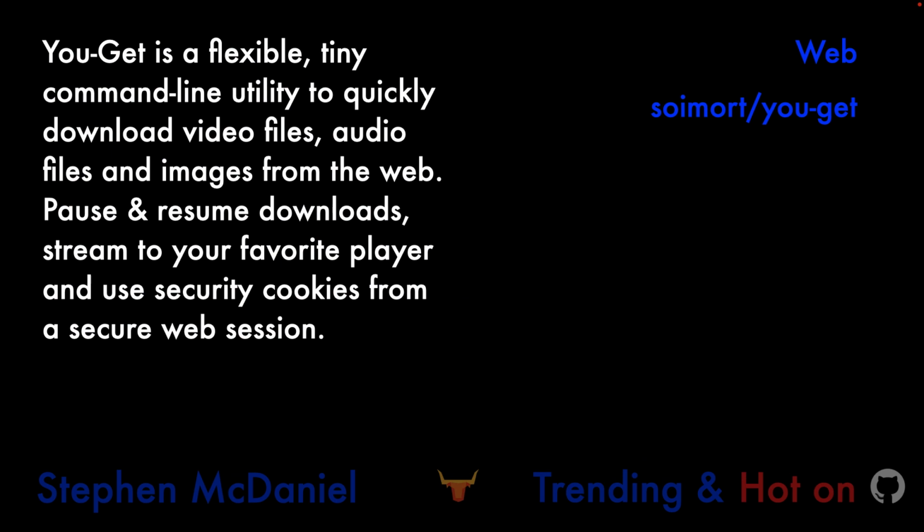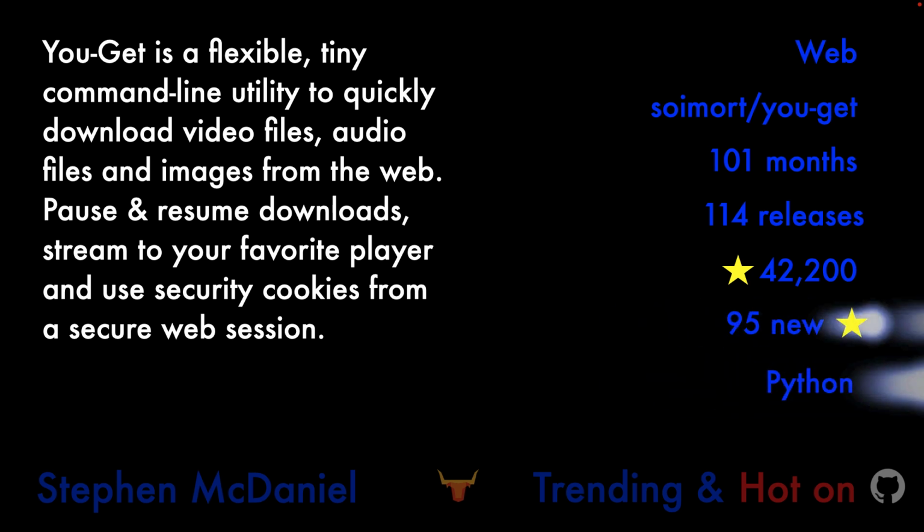And our last project is uget. So it's a flexible, tiny command line utility to quickly download video files, audio files, and images from the web. Easily pause and resume downloads, stream to your favorite player on your desktop, on your laptop, and use security cookies from a secure web session if needed. It's been around, well, 100 months, over 100 releases, 42,000 stars, booyah, and 100 new stars recently. It's written in Python for all you Python fanatics out there.